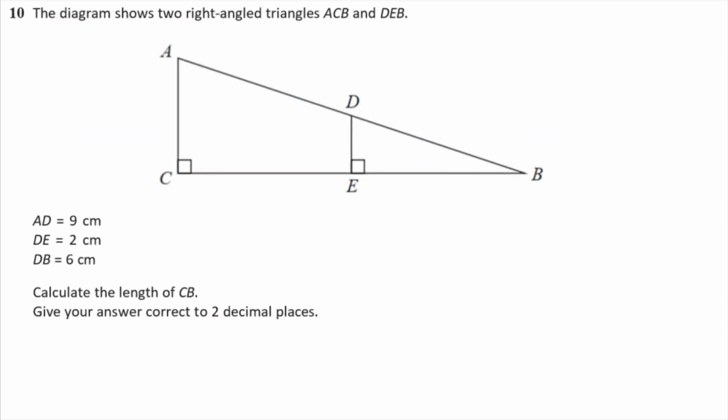Question 10. The diagram shows two right angled triangles, ACB and DEB. AD is 9, DE is 2, and DB is 6. Work out the length of CB. Give your answer correct to 2 decimal places.